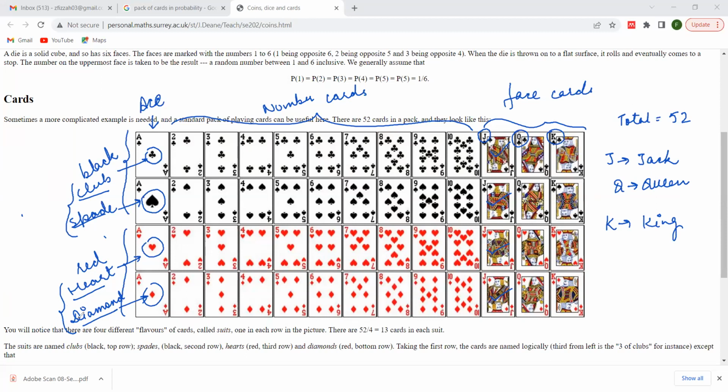So total face cards, as you can see, 3 into 4. So we have 12 face cards, okay? And ace cards are 4 in number, and number cards are 9 into 4. That means 36, right?